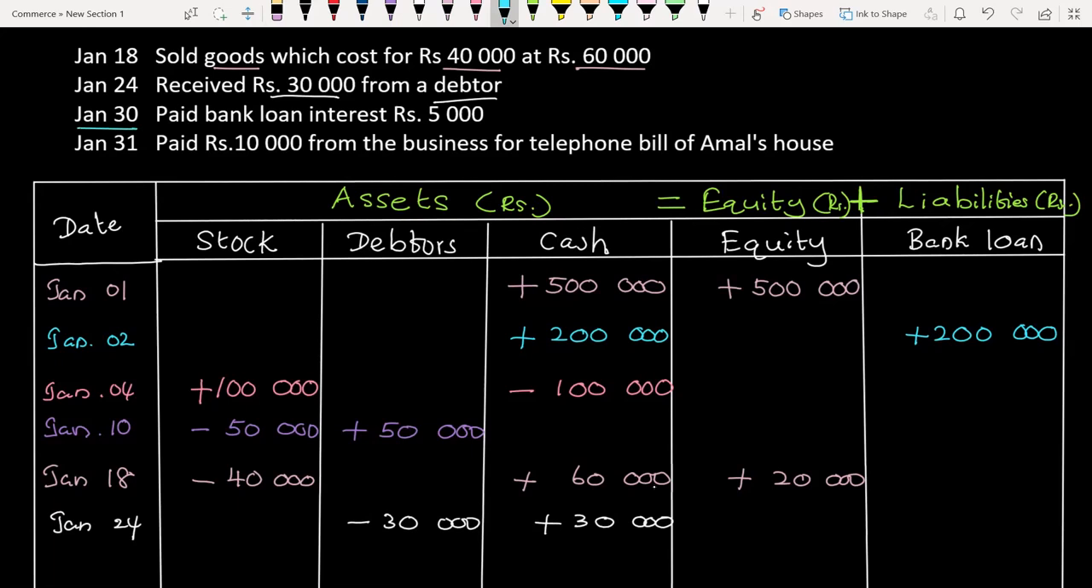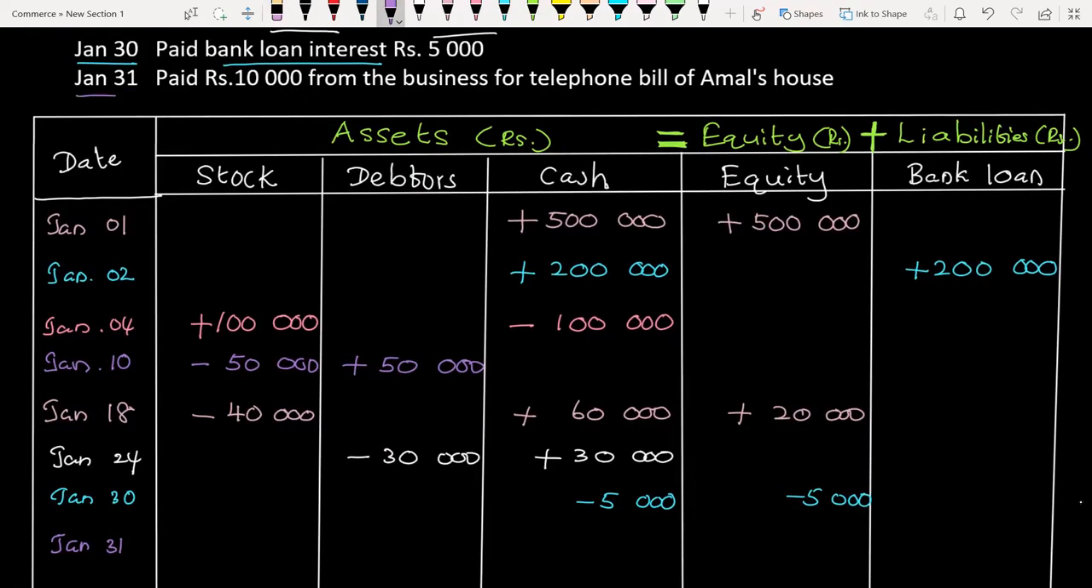January 30th. Paid bank loan interest. So cash decreases by 5,000. And since this bank loan interest is an expense, equity decreases by 5,000.